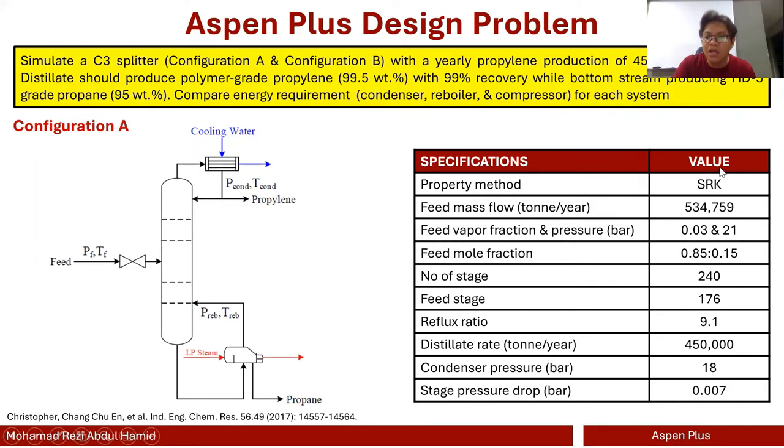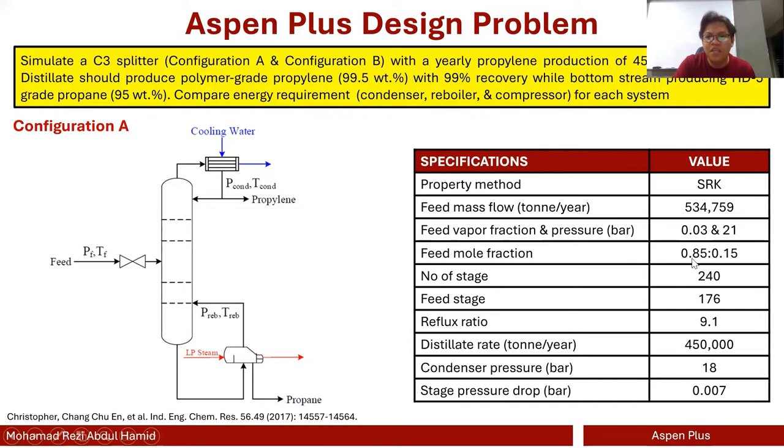The property method, I will use SRK. So I already back calculated the amount of feed required to get 99% recovery. So the propylene and propane feed will be around 534,000 ton per year.